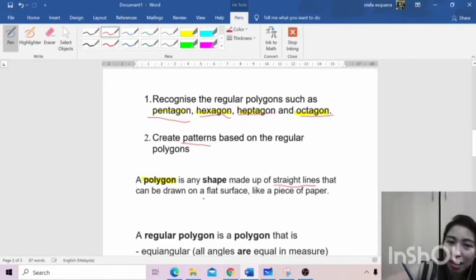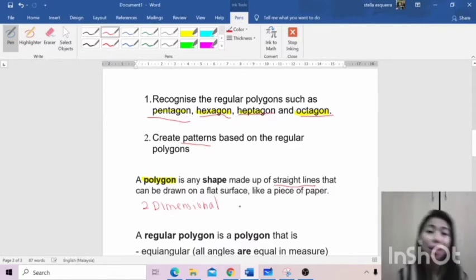So if it's a polygon, it must be a two-dimensional object. It doesn't have sides like 3D shapes, where if you turn it, you can see the other sides. A polygon is only for two-dimensional shapes. You can only see the front, so it has only one flat surface.